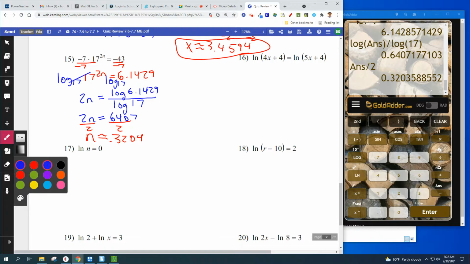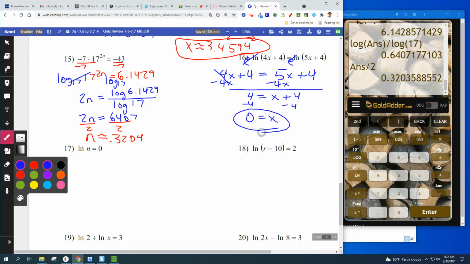Okay, number 16 is actually easier. Natural log is a base e, but in this case, you take a base e on both sides, it cancels out. So we don't really need the calculator at all for this one. The log cancels out. I'm going to solve. I always take away the smaller variable term. That gives me 4 equals x plus 4. Subtract 4, that's 0 equals x.